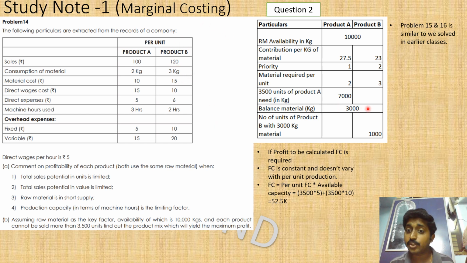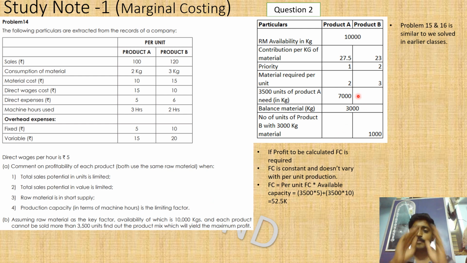So for 3,000 kg of material, 3,000 divided by 3 kg per unit is going to be 1,000 units of product B you can make. So you can make 1,000 units of product B. So 3,500 units of product A and 1,000 units of product B is the answer. Your question may also ask, what is the maximum profit?